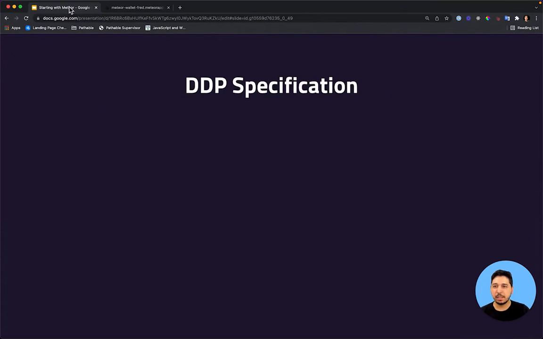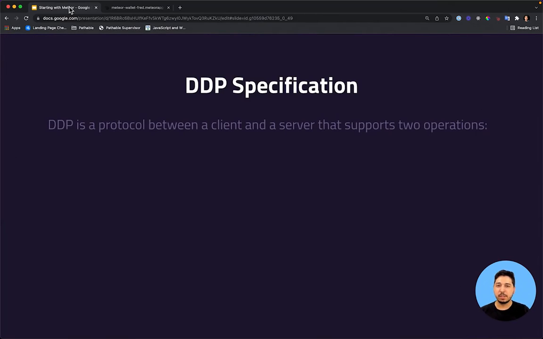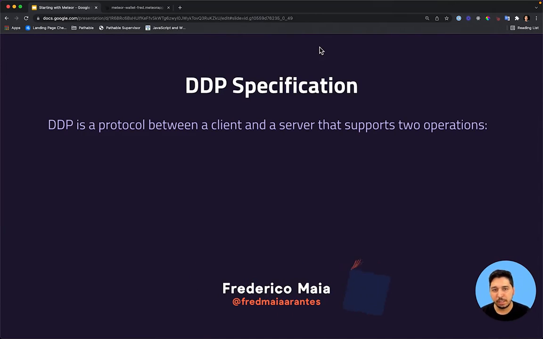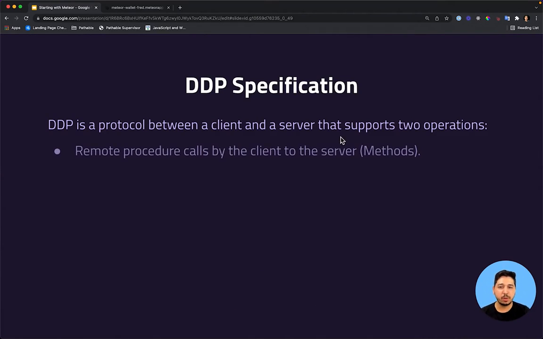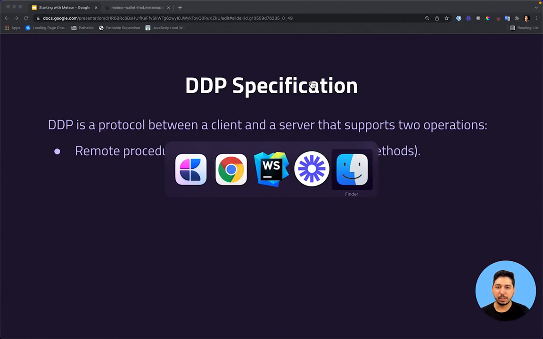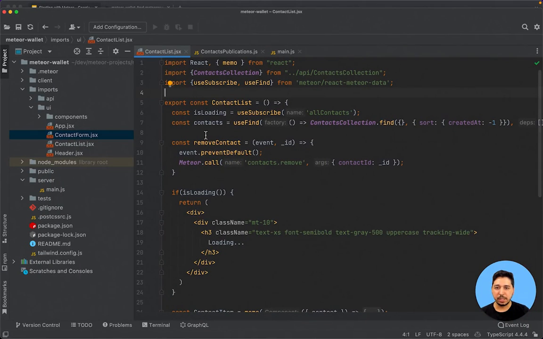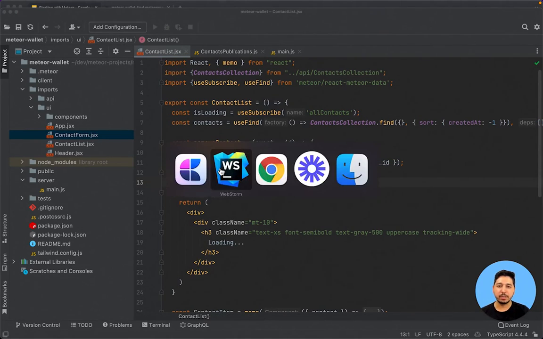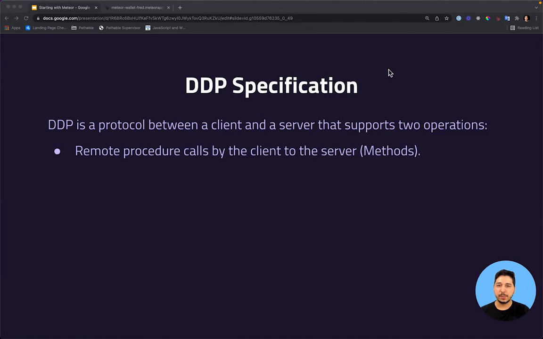So let's understand a bit more about DDP. The DDP specification is actually simple. DDP is a protocol between a client and a server that supports two operations. One is remote procedure calls by the client to the server, and those are our methods. If we go back to our application and we see the contact list, we are calling a method from here, and this is one of the operations that DDP specifies.